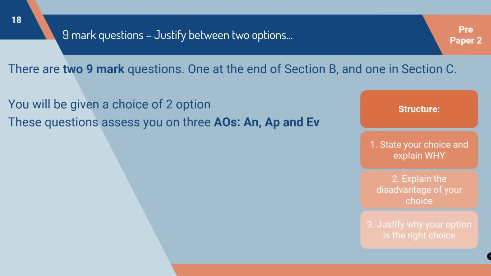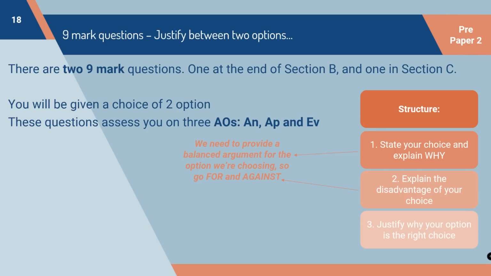Structure-wise, you are going to choose one of the options and explain why you think that's the right option, and why it's not the right option. For why it's not the right option, you're talking about a disadvantage of the choice you've made. You're not talking about the other option. And then 3, the conclusion, is where you justify why your option is the right choice. In paragraph 3, that would be the only time you'd mention the other option. You might make a comparison to the other option at that point.